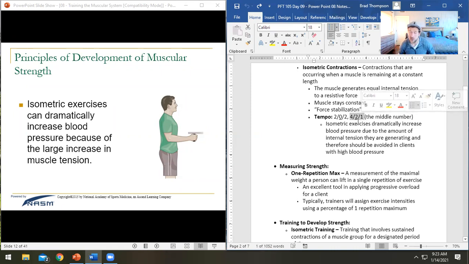So now if we look at a 4-2-1 tempo for a beginner client, I'd probably do something unstable. Let's say it's a single leg squat touchdown, right? So I'd stand on one leg, bring my left hand to my right foot, and keep my eyes forward as I squat, and I'm going to go down for four, hold for two, and up for one. So it'll look like this. 1, 2, 3, 4, 1, 2, 1, right?